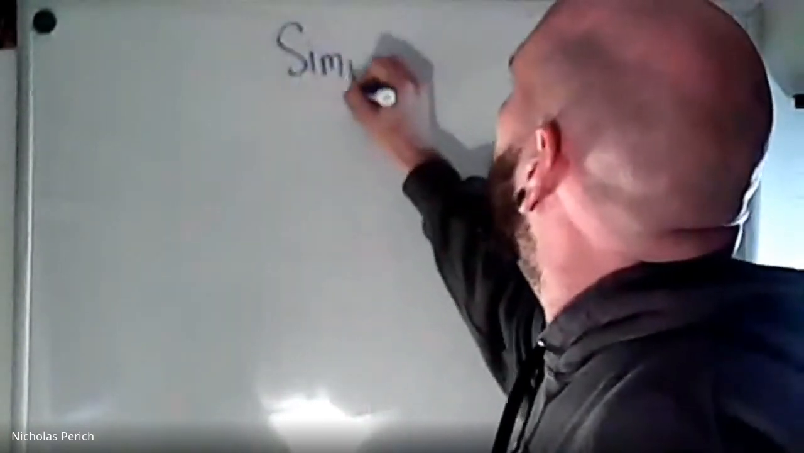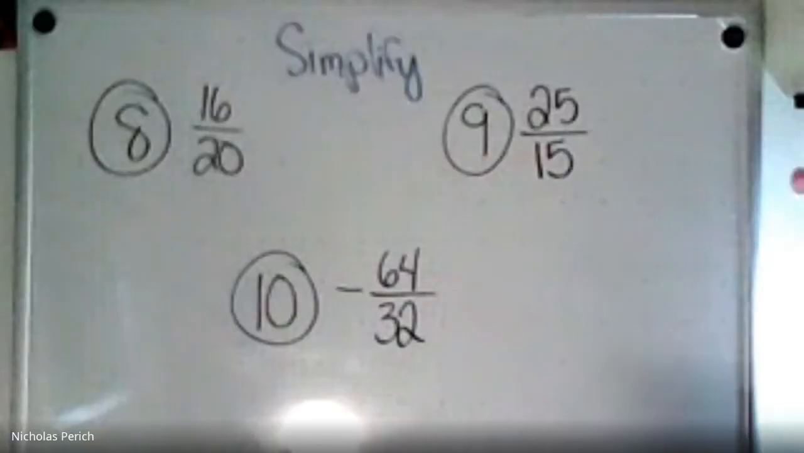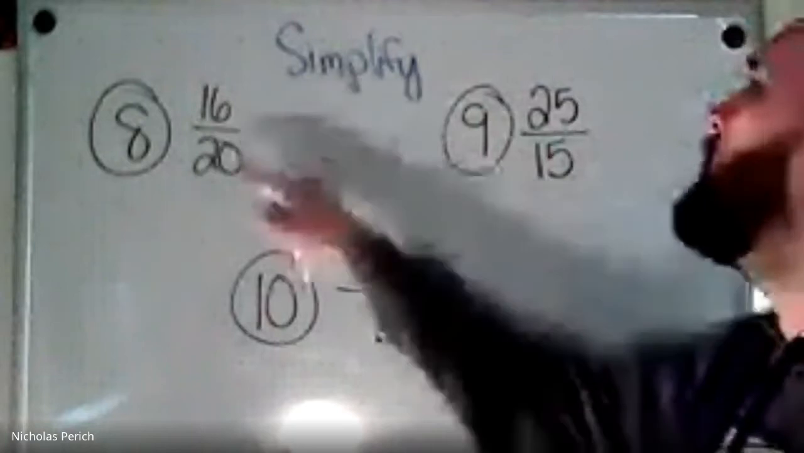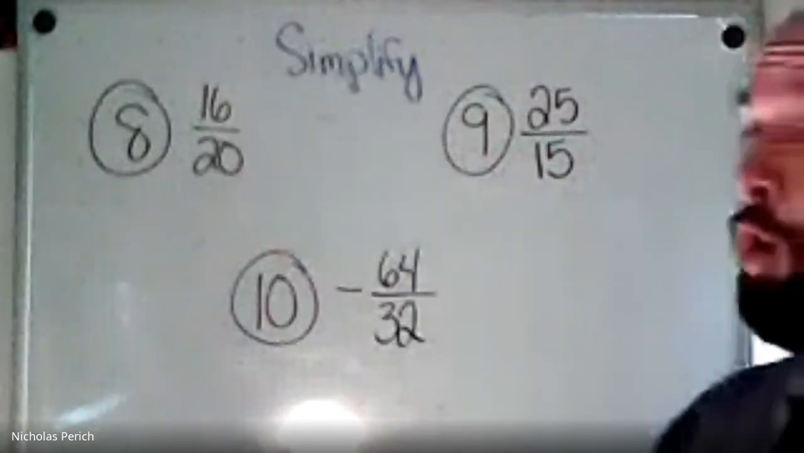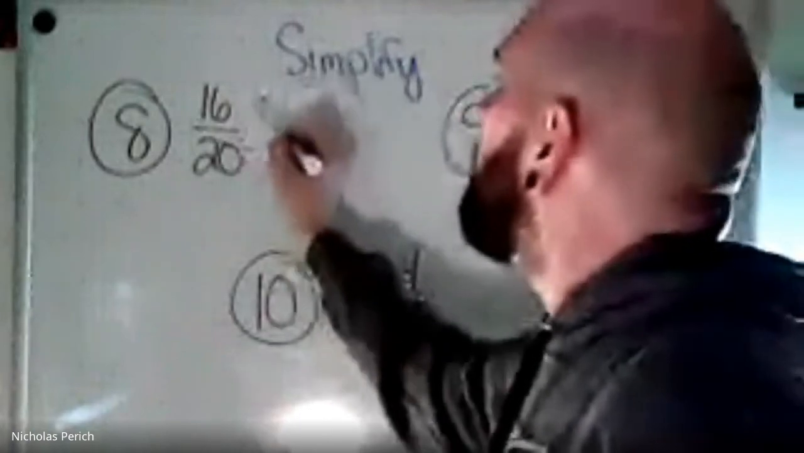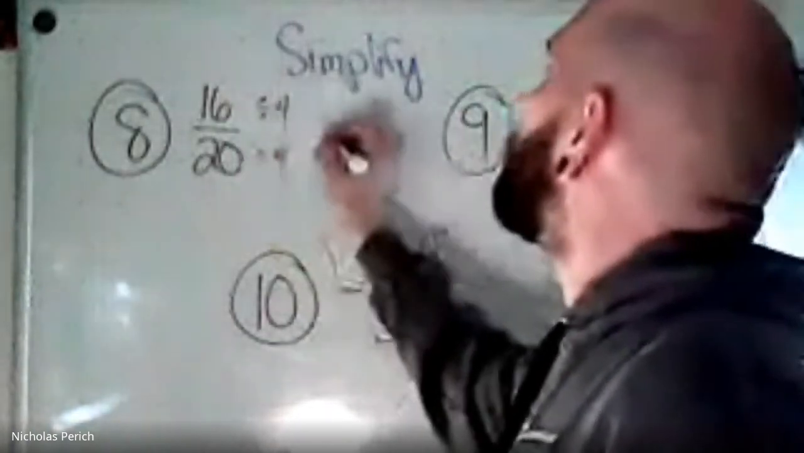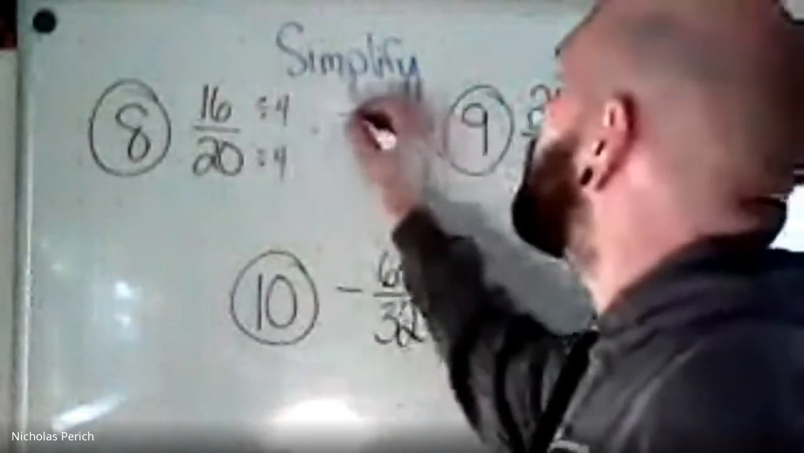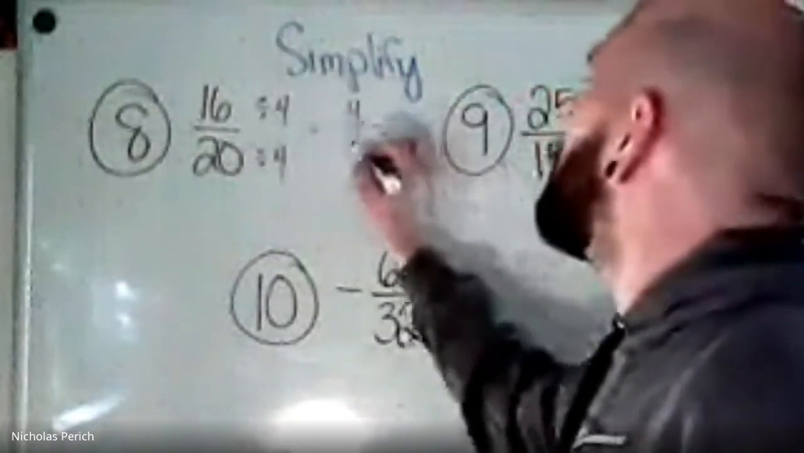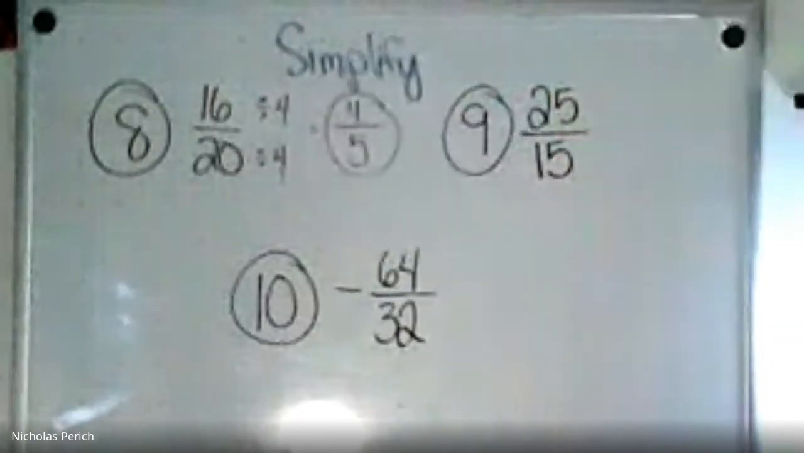We're going to simplify. I know I can divide the top and the bottom by 2, but you know what else I can do? I know I can divide the top and the bottom by 4. So the numerator becomes 4 and the denominator becomes 5. And I can't go any further than that.